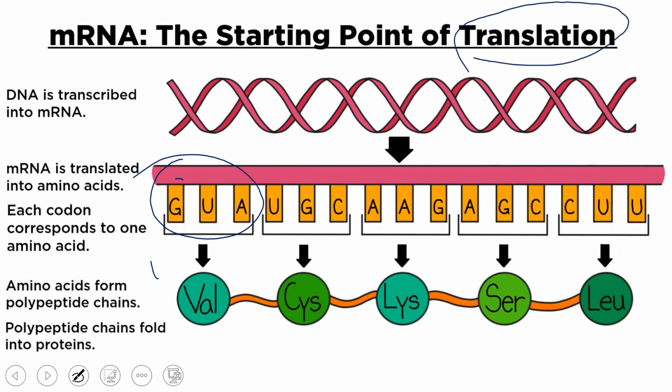If you look at the message, the code of DNA is adenine, thymine, cytosine, guanine, that is, nucleotides. The language of messenger RNA is also adenine, uracil, cytosine and guanine, meaning nucleotides only. So the alphabet of DNA and the alphabet of RNA is the same. So in transcription, we are not changing any language. It is nucleotide to nucleotide only.